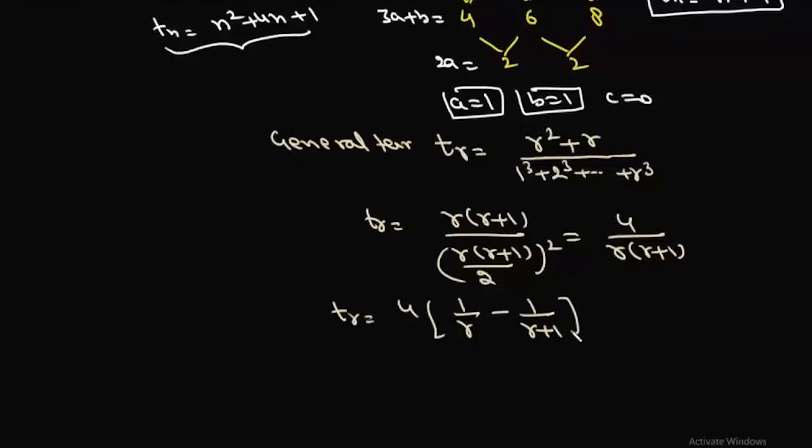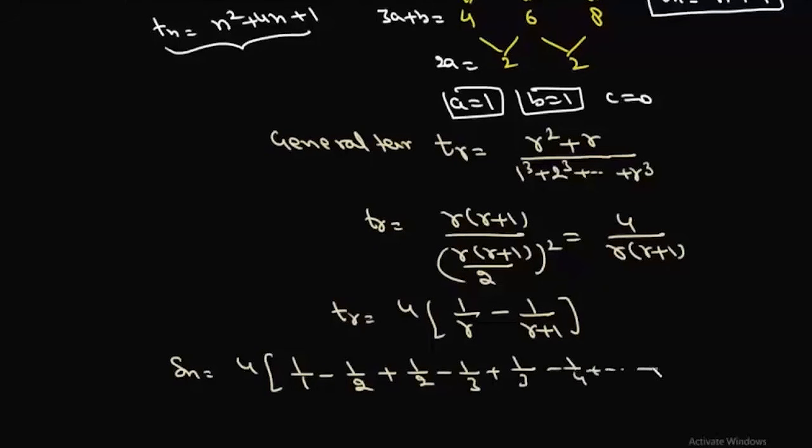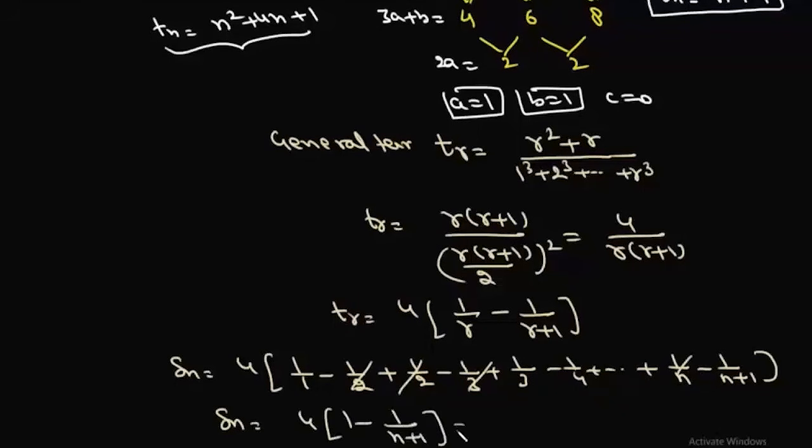Now we need to find the sum of n terms. So Sn will be 4 times: if we put r as 1, it will be 1 upon 1 minus 1 upon 2. If we put r as 2, it will be 1 upon 2 minus 1 upon 3. Then 1 upon 3 minus 1 upon 4, and we will continue up to 1 upon n minus 1 upon n plus 1. Now here 1 by 2, 1 by 3 will cancel. So what we'll get is Sn equals 4 into 1 minus 1 upon n plus 1, which is 4n upon n plus 1.